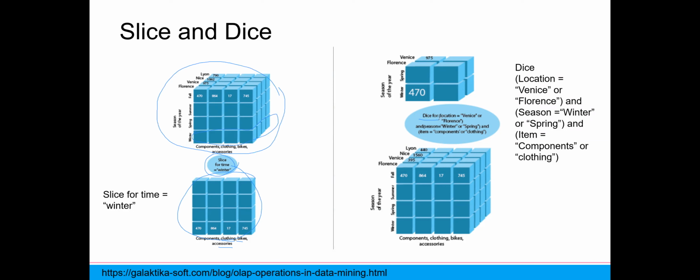Dice. Dice means we want to dice based on a particular condition. For example, dice for location equal to Venice or Florence, and season equals winter or spring, and items equals components or clothing. So you can have the dice result from this constraint.